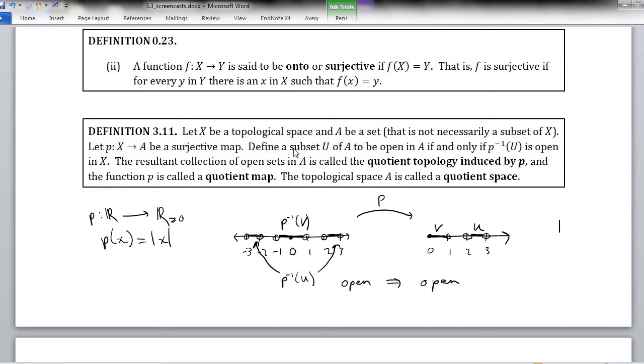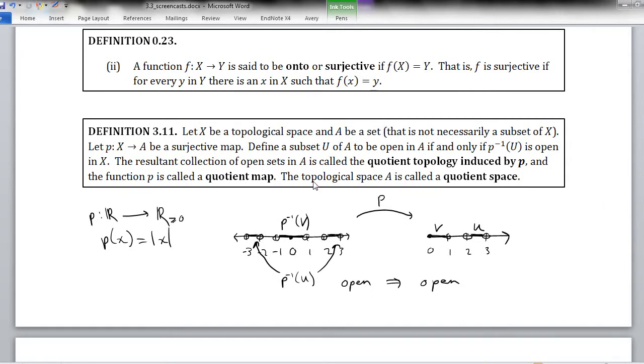Okay, well, define a subset U of A to be open if and only if its preimage, p inverse of U, in X is open in X. The resultant collection of open sets in A that we get this way is called the quotient topology induced by this function p, and the function p is called a quotient map. The topological space A is called a quotient space.